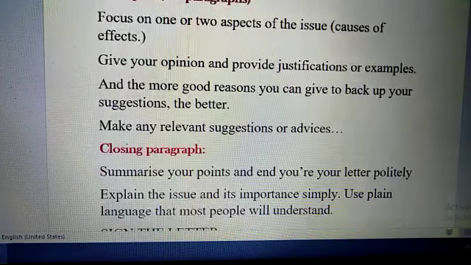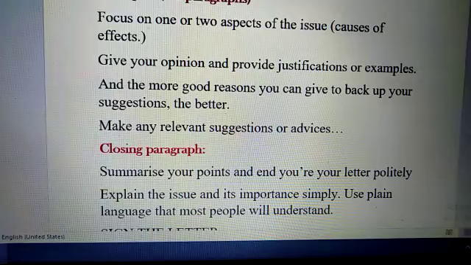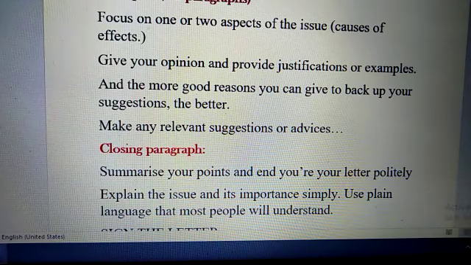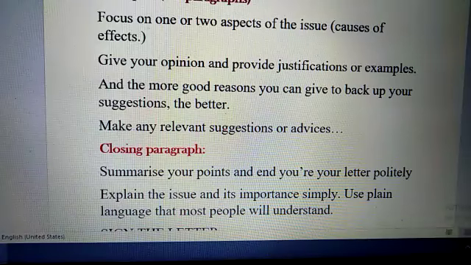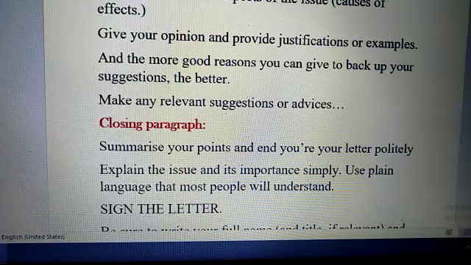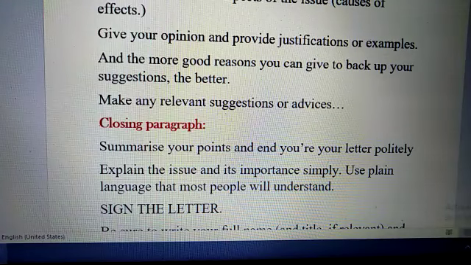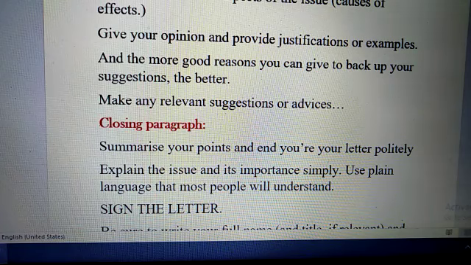Then we move on to the closing paragraph. You try to summarize your points, you make a summary of what you have talked about in the body of your letter. Then you end your letter politely, explaining the issue and its importance simply. That is, how important the issue is, to the point that you talked about it. Try to use plain language that most people will understand. That is, simple language, not complicated.